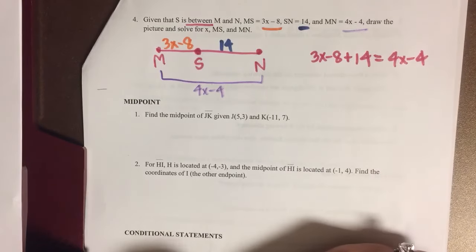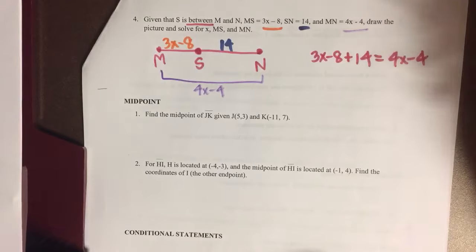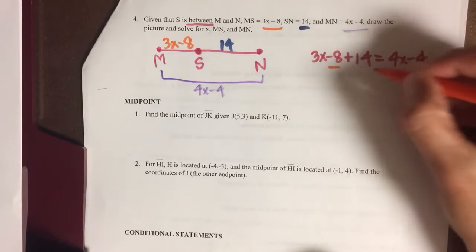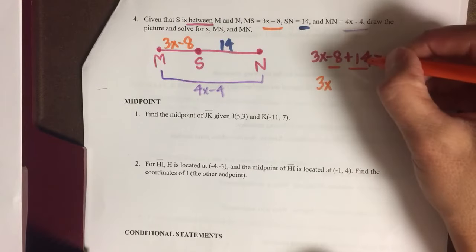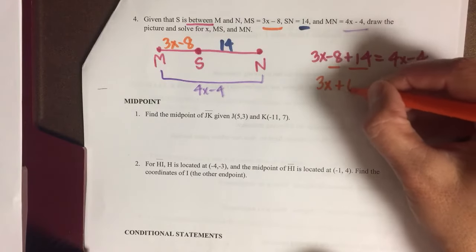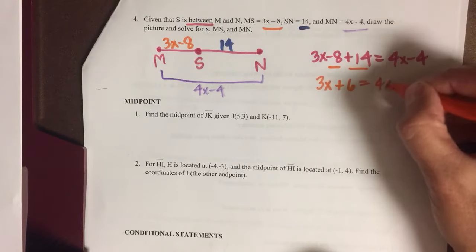So 3x minus 8, which is this piece, plus 14, which is this piece, is going to equal the whole thing, which is 4x minus 4. So now it's just a matter of combining like terms. So I've got negative 8 and positive 14 on the same side, so 3x, and 14 and negative 8 is 6, plus 6 equals 4x minus 4.